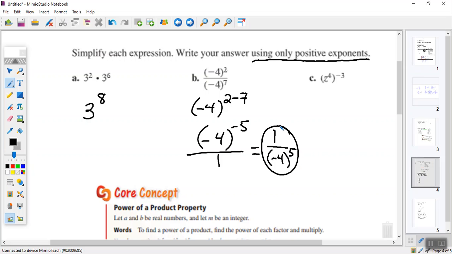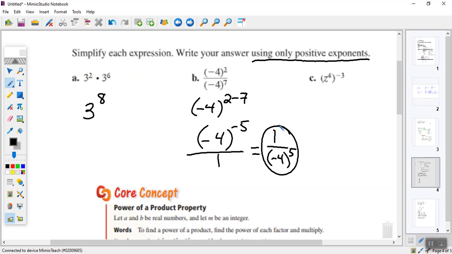Okay, and that goes back to the first core concept that we talked about: how do you turn a negative exponent into a positive exponent. Okay, very good. How many have 1 over -4 to the 5th like that? Love it. Give me a show of hands. How many are at least on board as to how I got there?